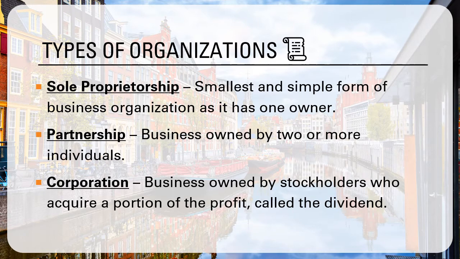So two or more. It doesn't have to be two; it could be more, as long as it's more than one, but it's not a huge kind of thing where there are many owners. And of course, you have corporations, the ones that we're quite familiar with, where businesses are owned by stockholders who acquire a portion of the profit, which we call the dividend. All right, so these are the three main types of business organizations. We'll be talking about the fourth one later, but for now, these are the three most important ones.